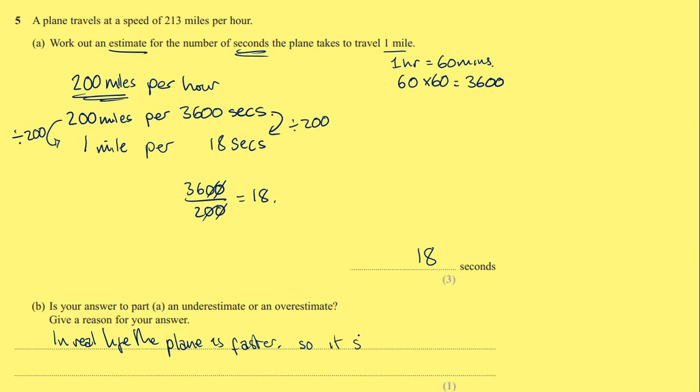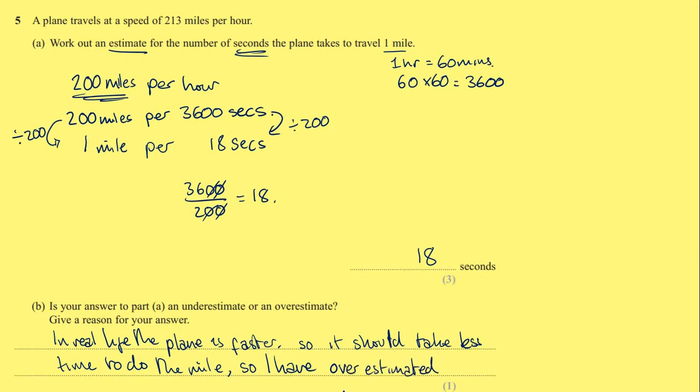So, it should take less time to do the mile. So I have too big of a number. It might be 17 point something, which means that I have overestimated. Okay, moving on.